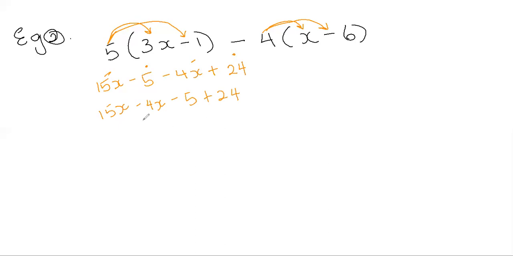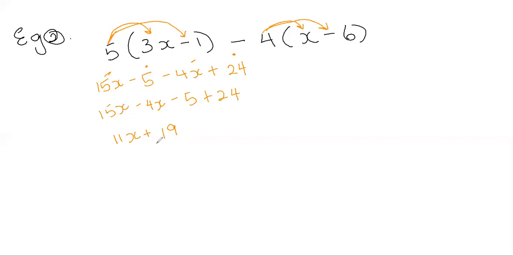Now we simplify it. So we have 15x take away 4x. 15 take away 4 is 11, so it's 11x. Here now, we have negative 5 plus 24. Because the signs are different, we take away. So 24 take away 5 is 19. And because the greater number has a positive sign, we use positive. So we get positive 19. Okay, and that's it. That's our answer.